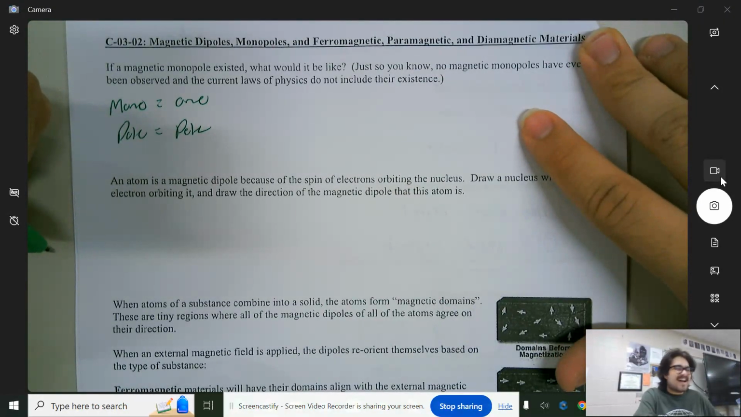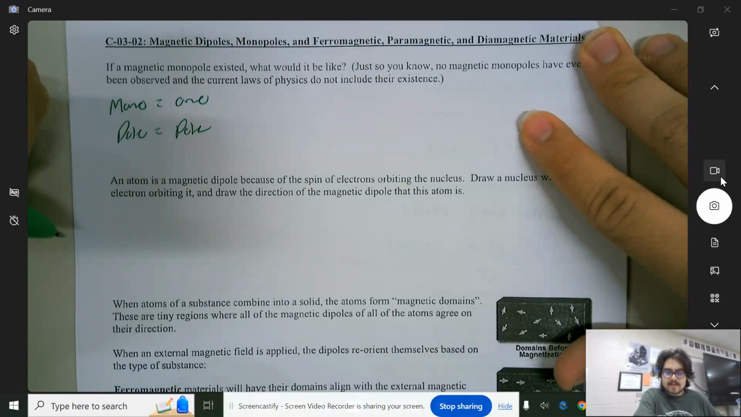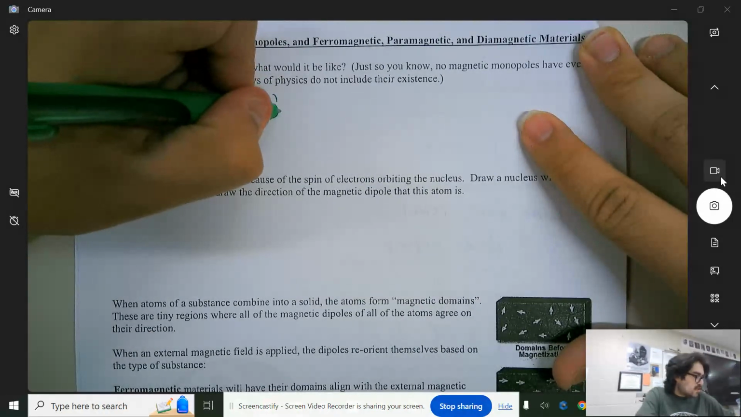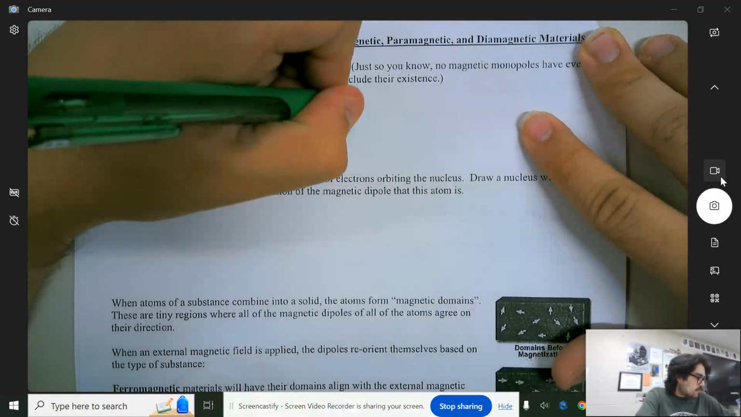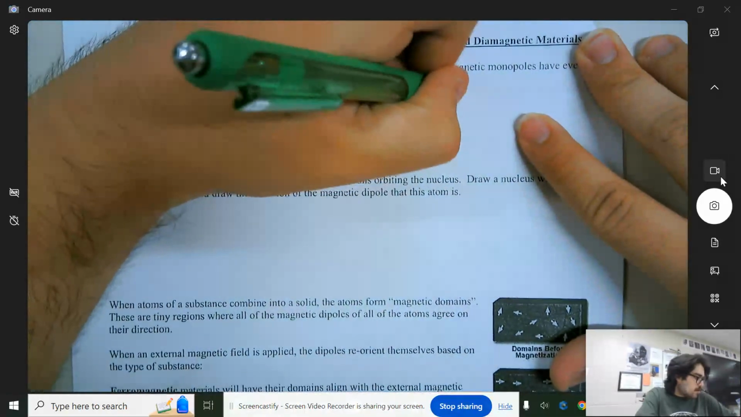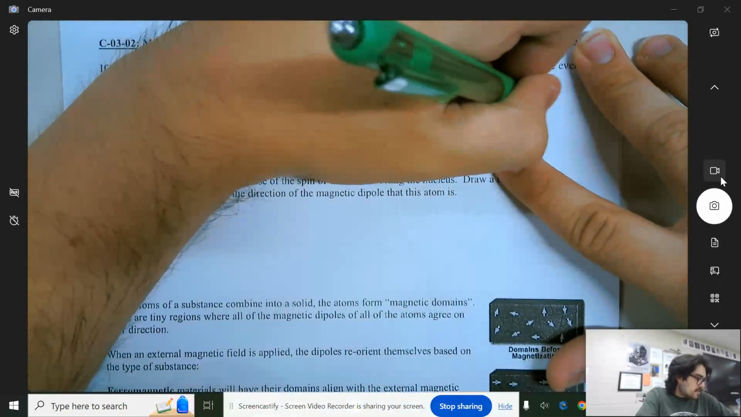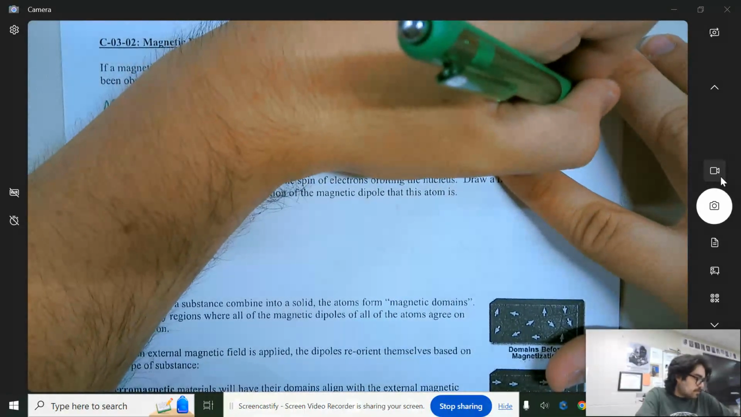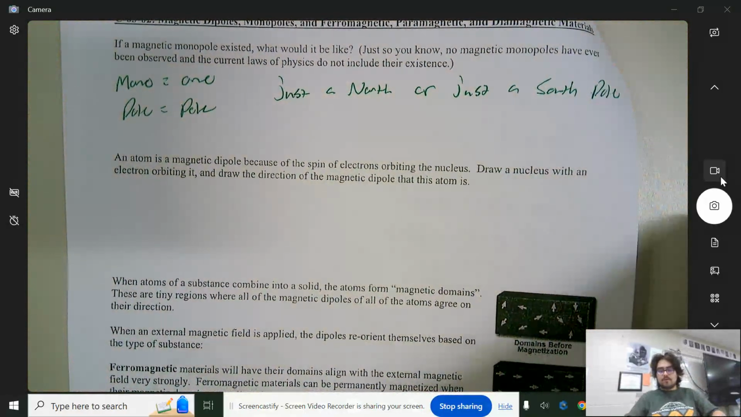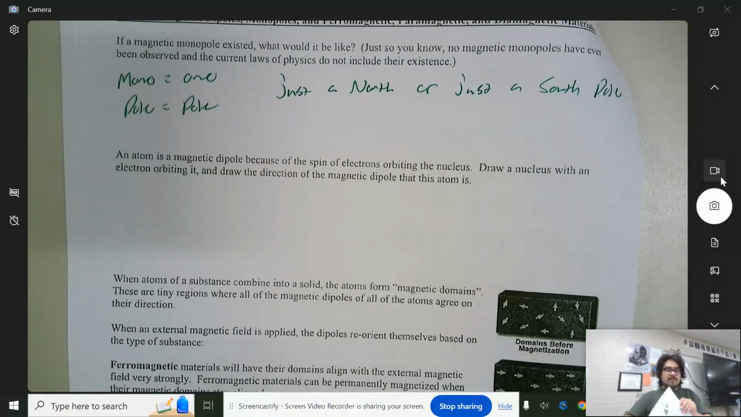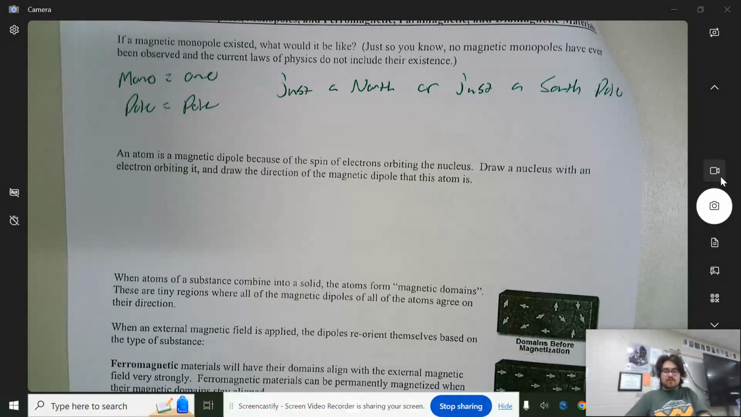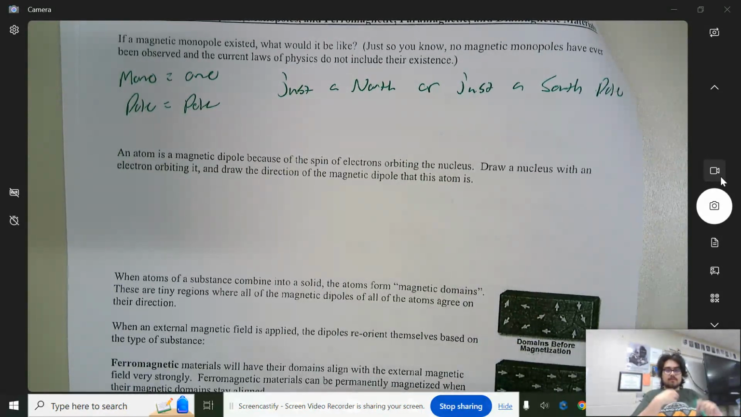So if it was a magnetic monopole, how would you expect it to look? It would either have just a north or just a south pole, okay? It would not have both. It would only have one or the other, because, you know, mono, pole, okay?